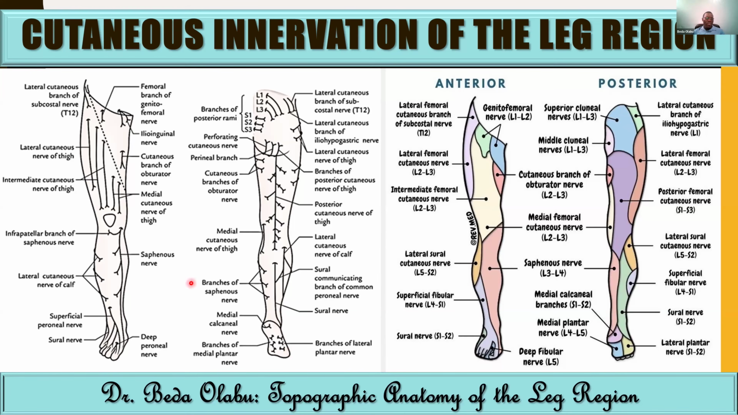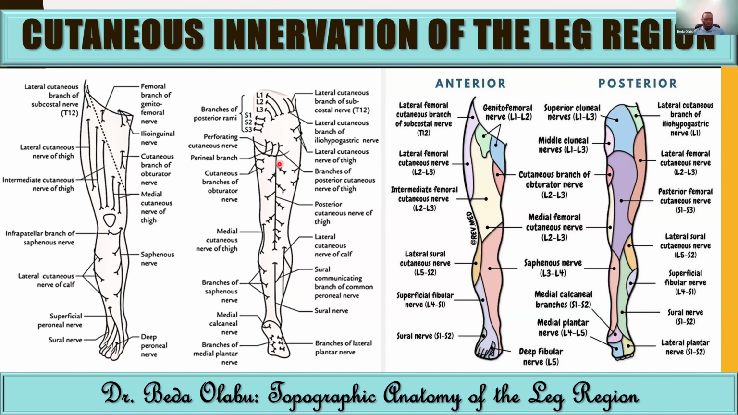We also have the lateral cutaneous nerve of the calf. The lateral cutaneous nerve of the calf is a branch of the common peroneal nerve, and it's responsible for innervation of the posterolateral calf, especially its upper part. So the proximal parts of the posterolateral calf are supplied by the lateral cutaneous nerve of the calf.